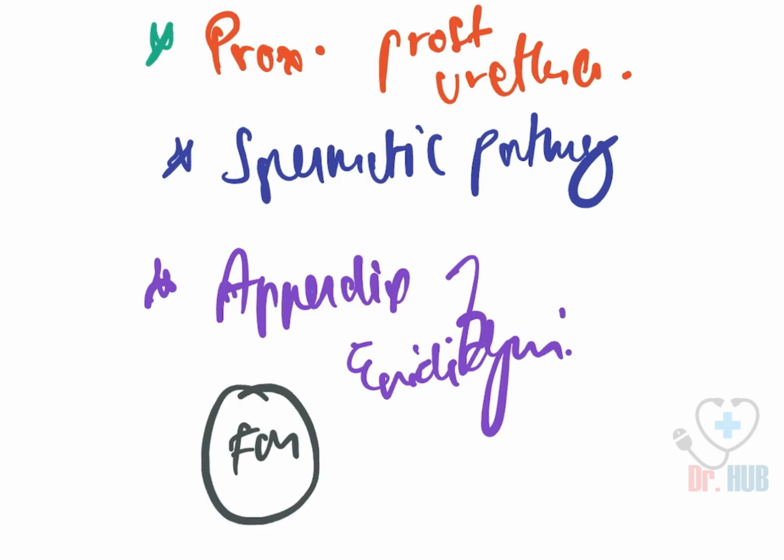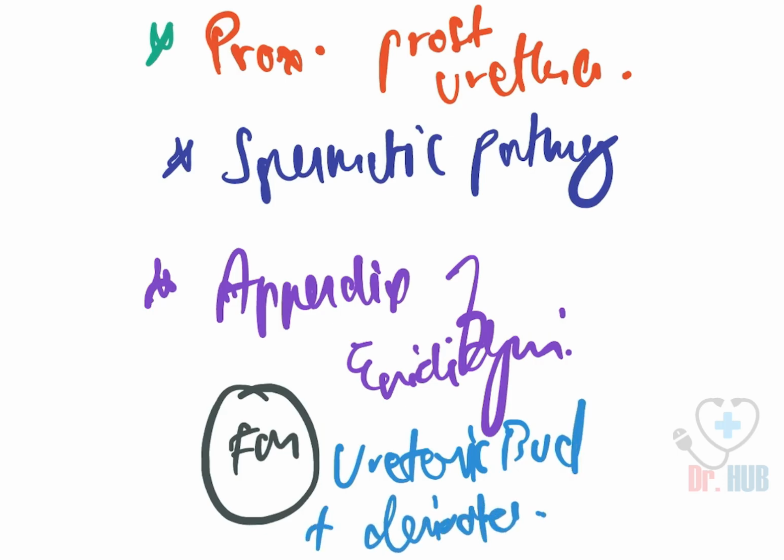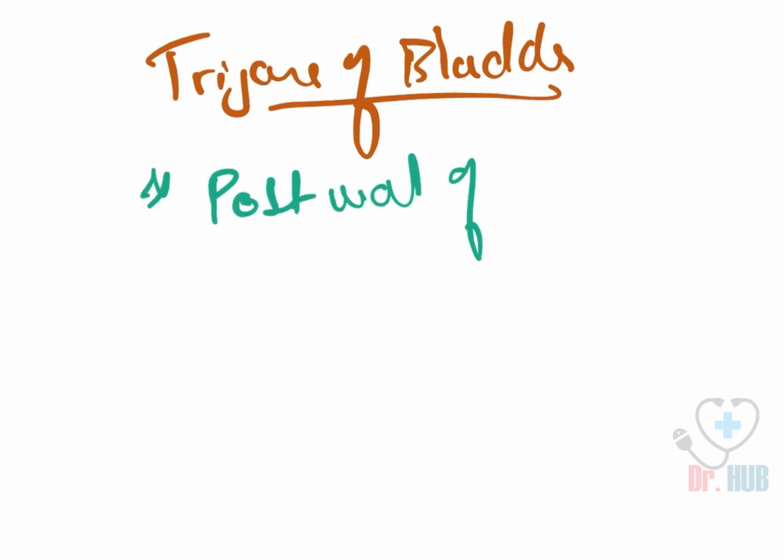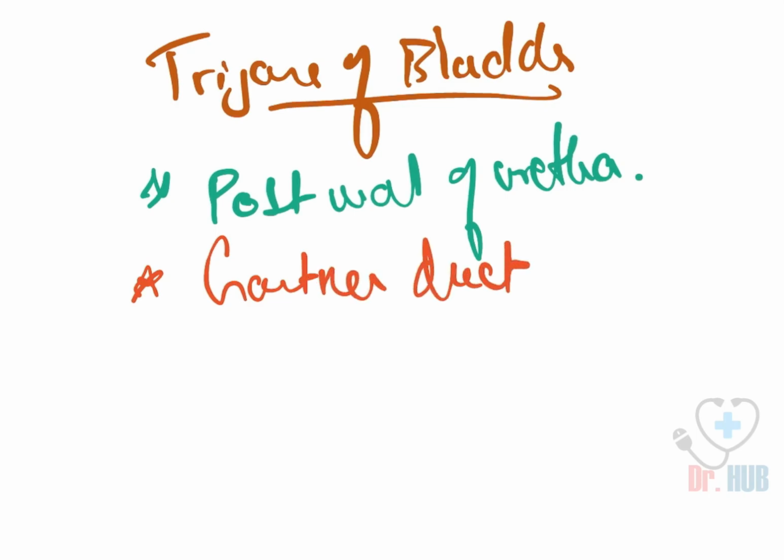Now jumping on to the females. In females, it includes the ureteric bud plus the derivatives. Next, it includes the trigone of the bladder, and it also includes the posterior wall of the urethra as well as the Gartner's duct.